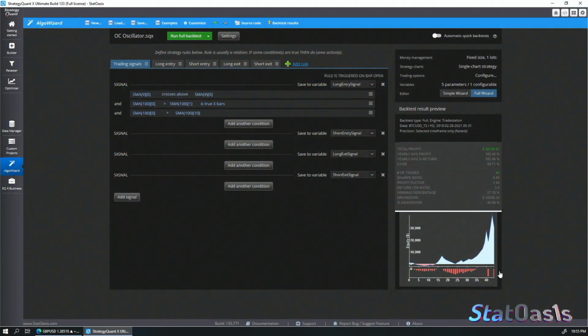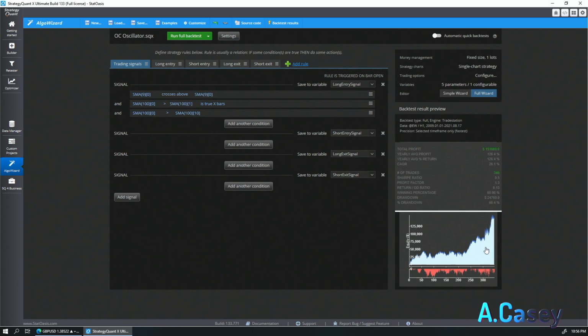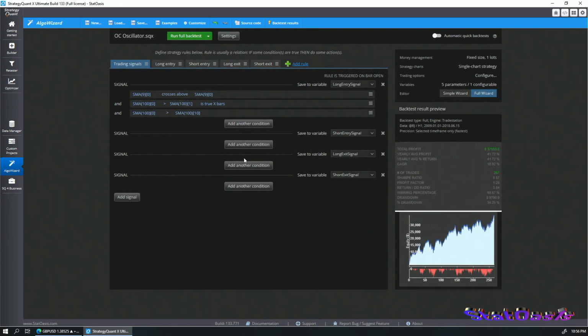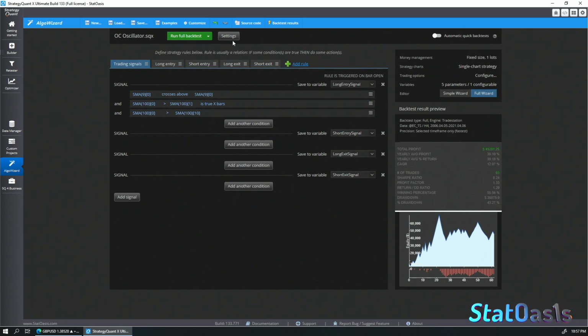This is the same system on the Bitcoin USD, but I only have data from 2018, and this is ES futures on 1 hour, again 26% compound annual growth rate, and this is RJ, and this is 4 hours on Euro USD futures.